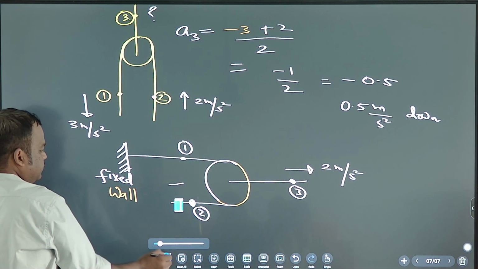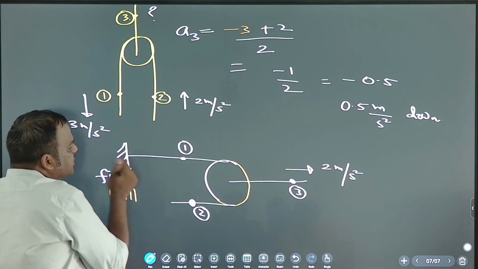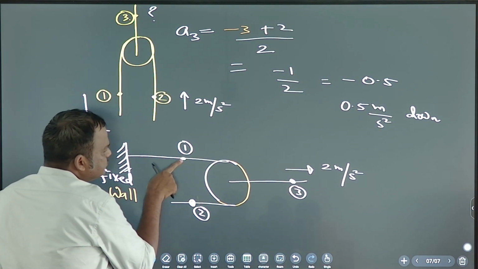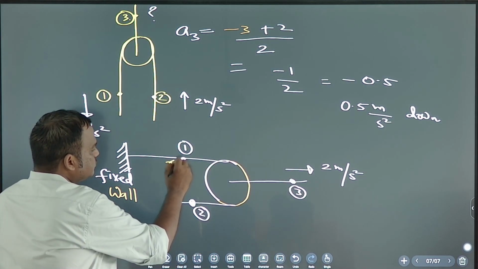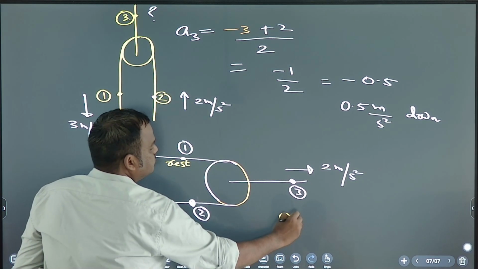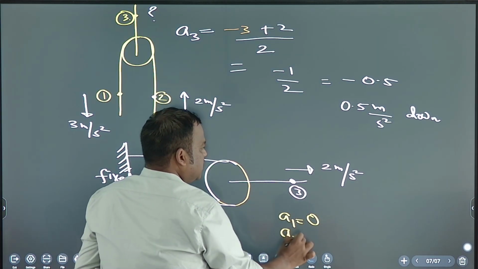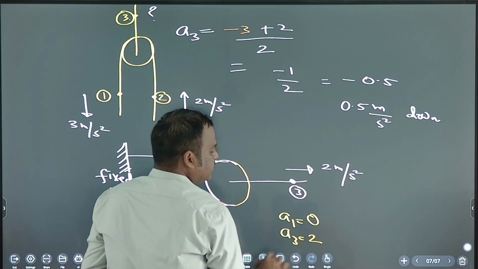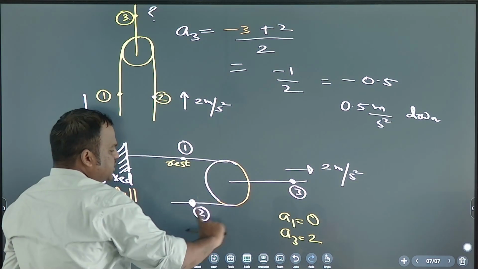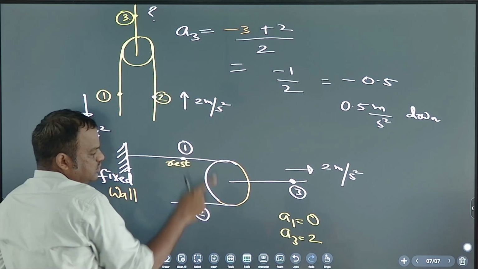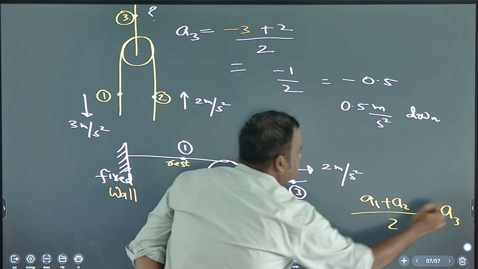Now calculate. Wall is fixed. So what is the acceleration of this point? 0. So A1 is 0. What is the acceleration of point 3? 2 right side. So plus 2. Now acceleration of 2 you have to find. What is the relation between accelerations? A1 plus A2 by 2 is equal to A3.